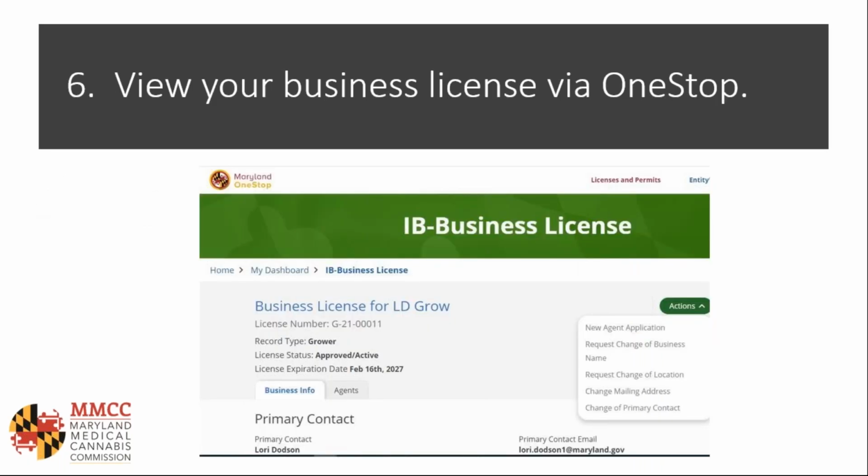I've switched to my entity account, and now I see my business license. I see my license number, I see my license status and my expiration date. I see the primary contact associated with my license. And I see all the actions that are available to me as a license holder. There will be a separate tutorial on new agent applications.